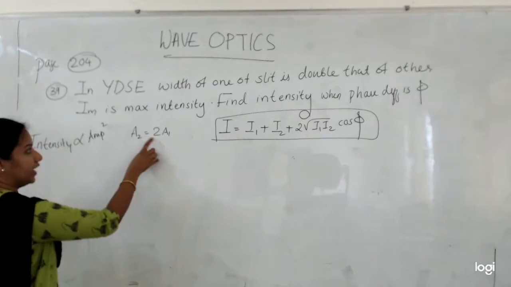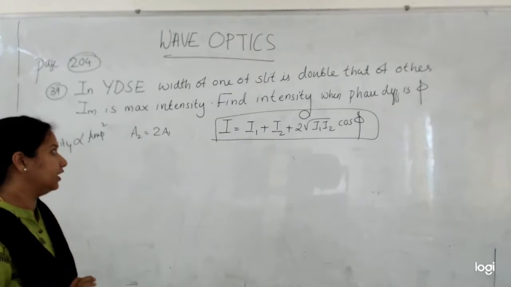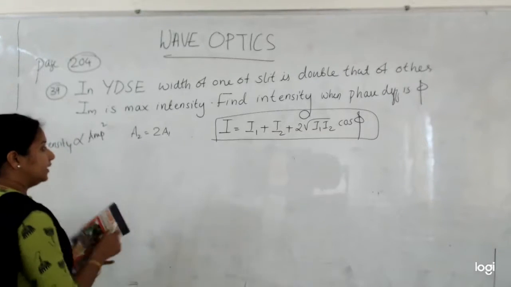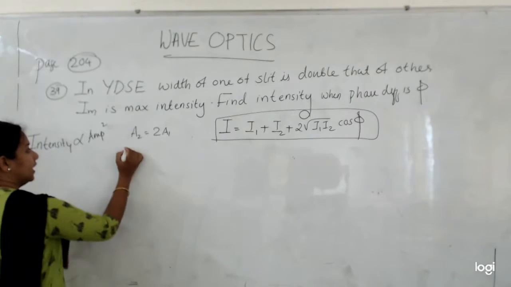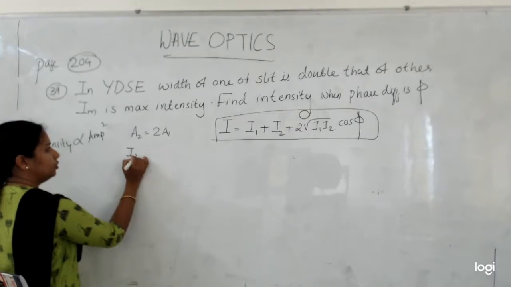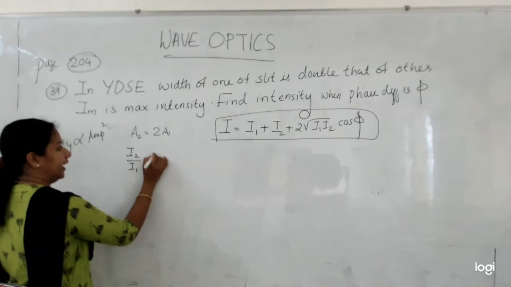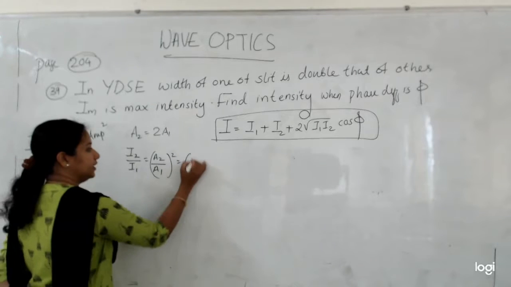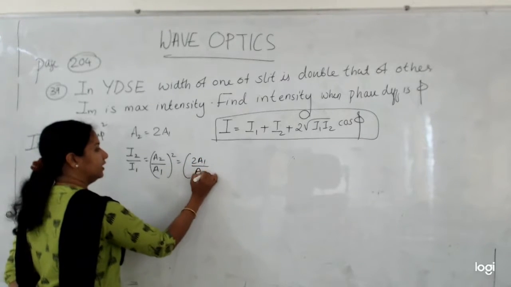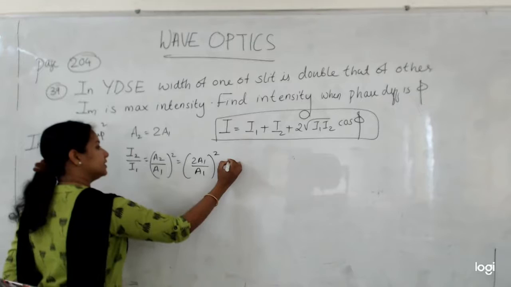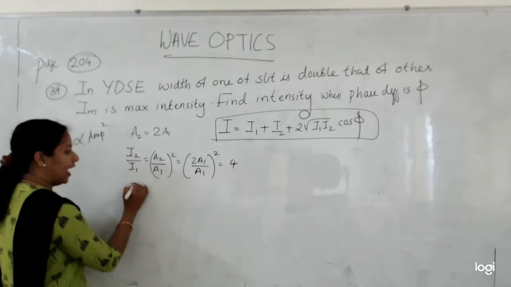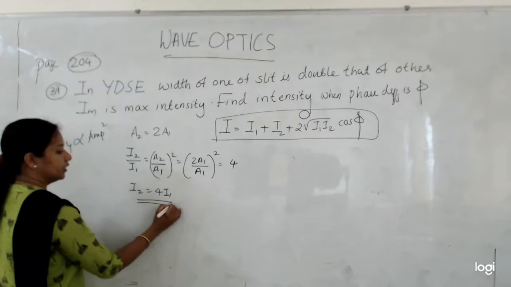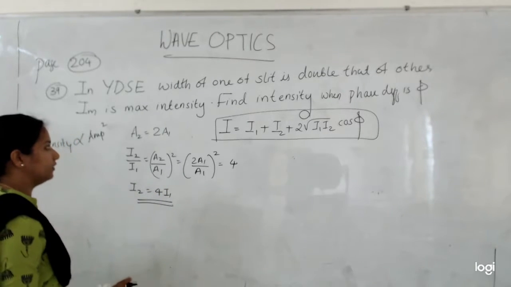So from here I got the relation between A2 and A1: A2 equals 2 times A1. So for the intensity I can write I2 by I1 is nothing but A2 by A1 the whole squared. That is 2A1 by A1 the whole squared, that is 4. So I will get I2 as 4I1. I2 is equal to 4I1 we are writing.